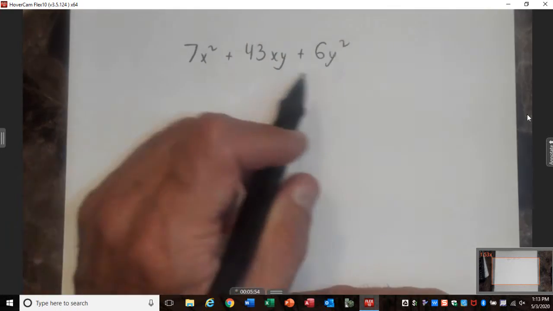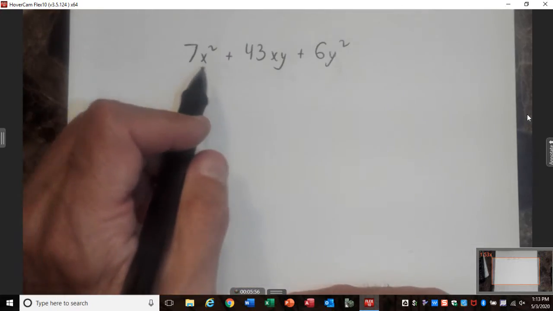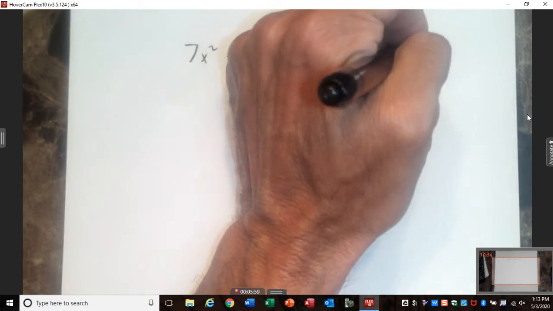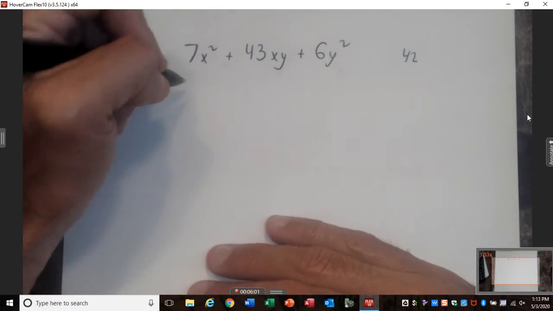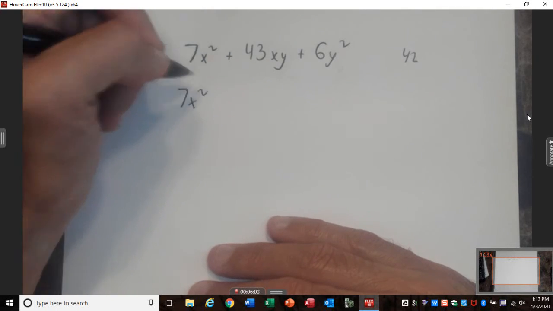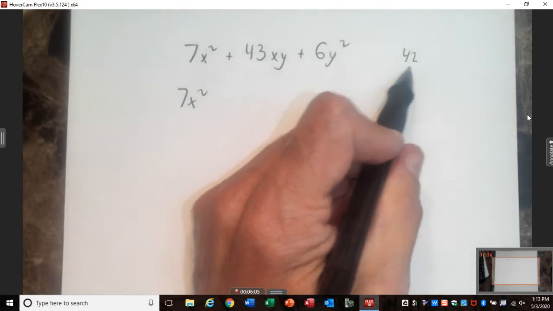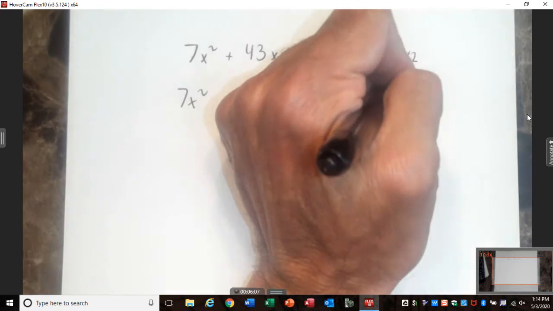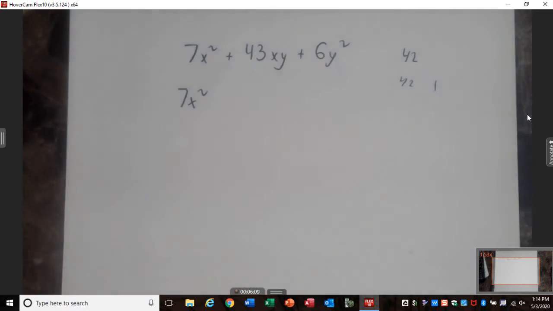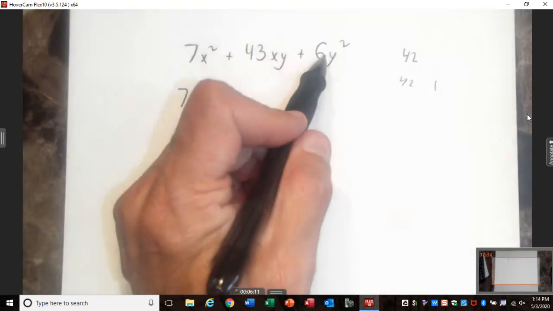7, nothing can be factored out here. Nothing's perfect squares. So 7 times 6 is 42. That's our magic number. Okay, so we're going to go 7x squared. And then we want factors of 42 that add up to 43. And that's actually going to be 42 and 1. Think about that. 7 times 6 is 42.